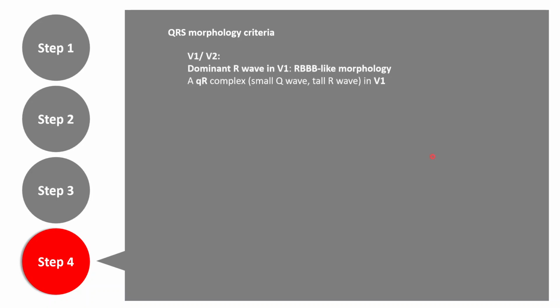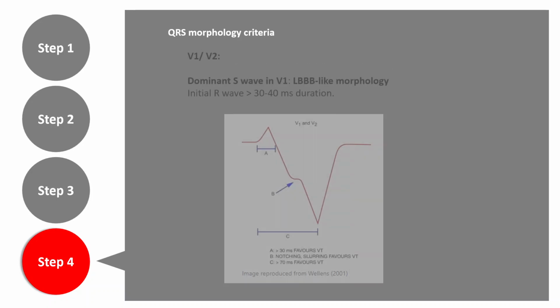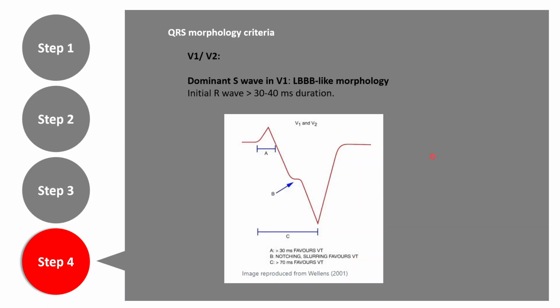We talked about the small q and R complex, and let's talk about the left bundle branch block morphology. So if you consider the expanded modified version of the QRS complex, which looks like this, there is a small R wave, big S wave is following after that. Now from the beginning of the R wave to the end of the R wave, which is the isoelectric line, if this distance is more than one smaller square, which is 40 millisecond, highly likely to be VT.